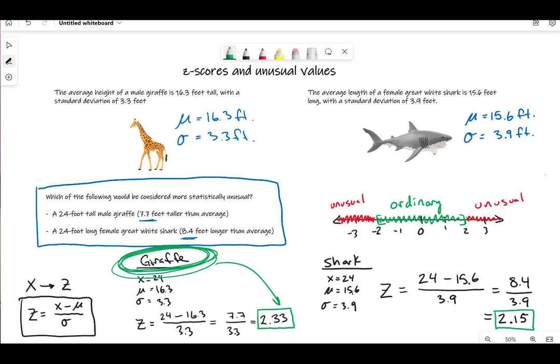All right, that is it for this video. I hope this has helped to explain this connection between z-scores and unusual values.